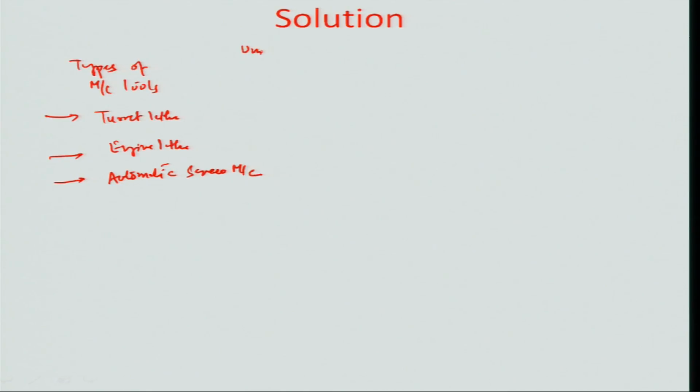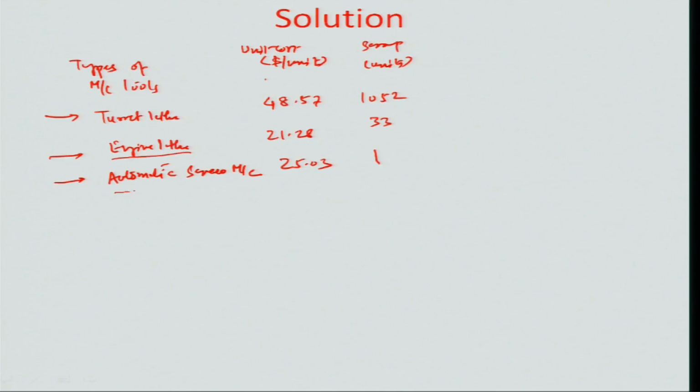So obviously the unit cost is $48.57 a unit, $21.28 a unit, $25.03 a unit. Similarly the scrap in terms of number of units in all the three categories happen to be 1052 units in case of the turret lathe, goes down to 33 and 1 unit in case of the engine and the automatic screw machine. One of the reasons why probably they are costlier is their capability is immense in comparison to the turret lathe. It is very gross, the turret lathe thing.